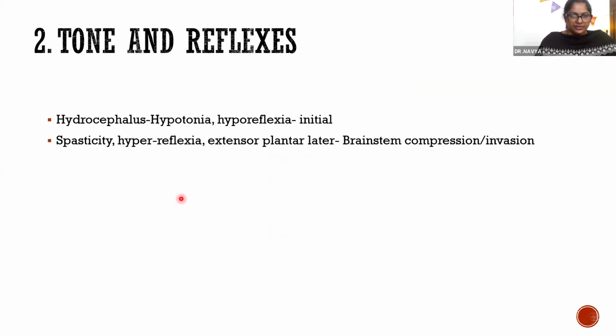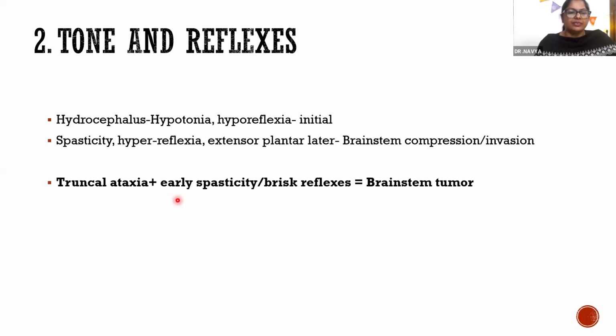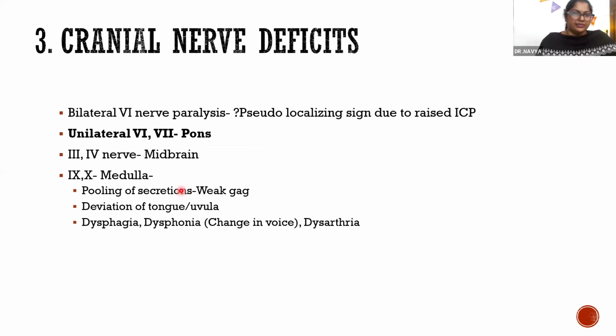If there's hydrocephalus, yes, hypotonia, hyporeflexia, but this is only initial. And as spasticity and hyperreflexia come into the picture, then I would think of brainstem compression. If it is truncal ataxia with early spasticity, or if the reflexes are very brisk, then yes, it's a brainstem lesion. The cranial nerve deficits, of course, are a pseudo-localizing sign due to raised ICP from the posterior fossa tumors.